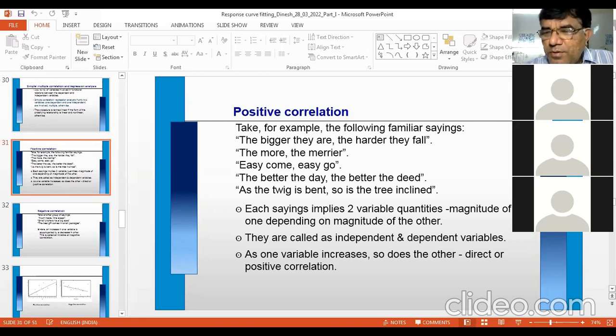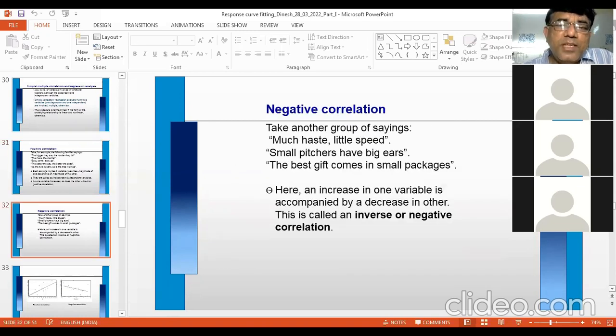Now you see another case. Much haste, little speed. Small pitchers have big ears. The best gift comes in small packages. So you can see there seems to be some negative or inverse correlation. As one is increasing, the other is decreasing. So here you get negative correlation.